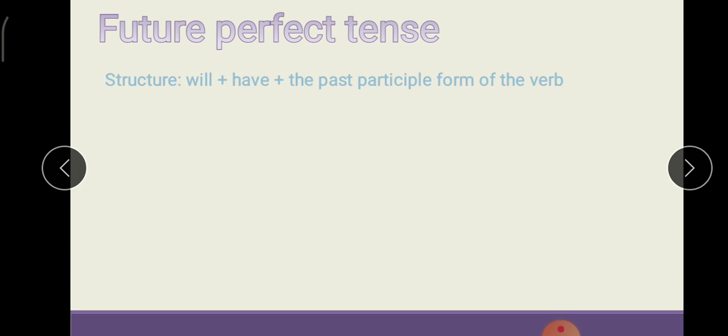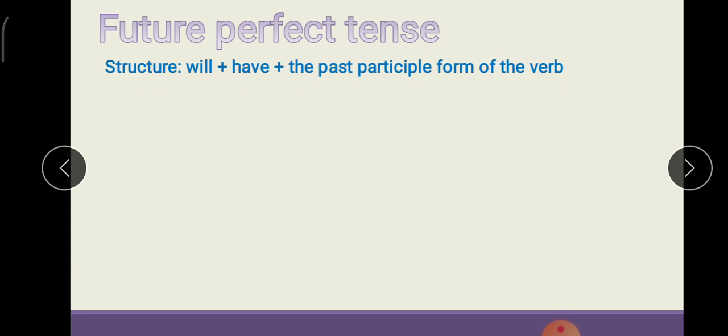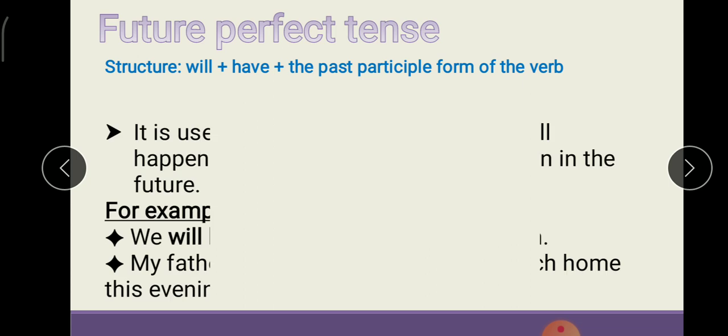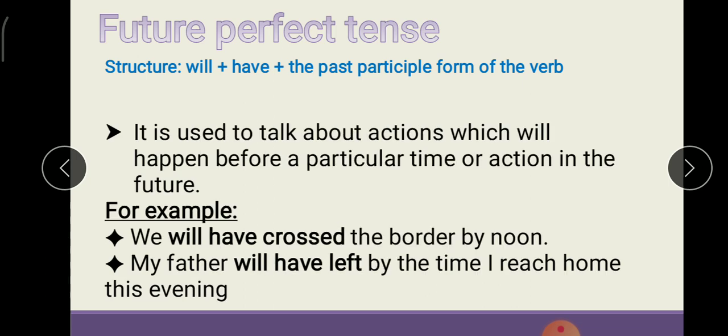Future perfect tense. Structure will plus have plus the past participle form of the verb. It is used to talk about actions which will happen before a particular time or action in the future. For example, we will have crossed the border by noon. My father will have left by the time I reach home this evening.